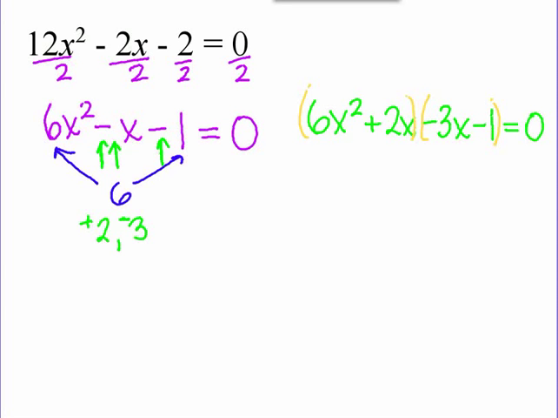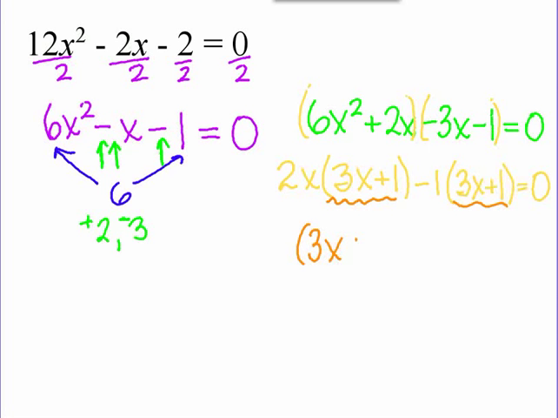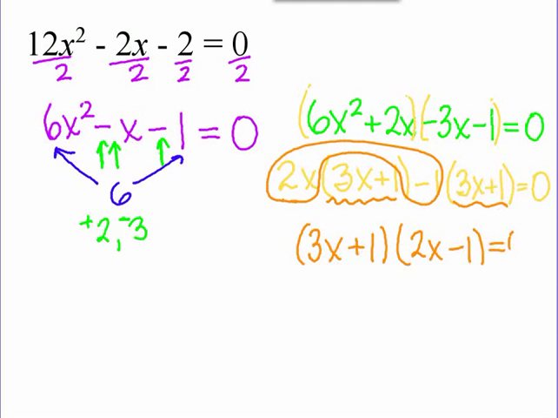What can you take out from the first quantity? How about a 2x? And what does that leave me with? 3x plus 1. What can you take out from the second one? Negative 1, and that leaves you with 3x plus 1. What do you do with the 0? Okay, we'll take care of it. So what do we notice? 3x plus 1. Yep, 3x plus 1 is one of our factors. 2x minus 1. You guys are doing awesome with this. 2x minus 1 equals 0.